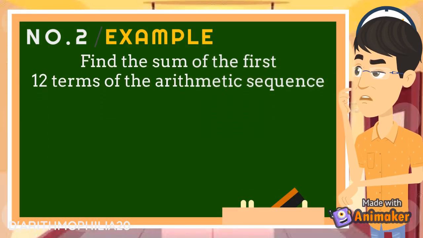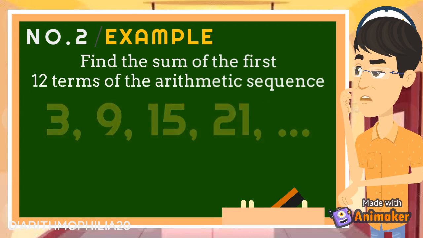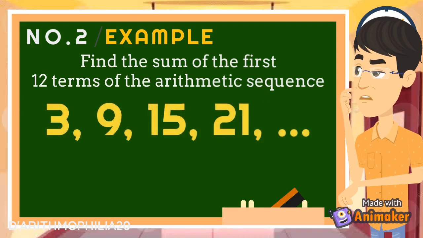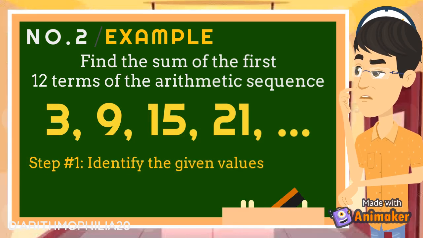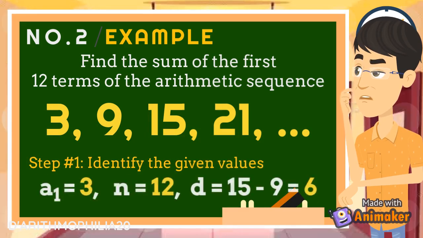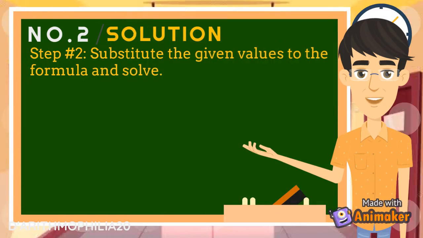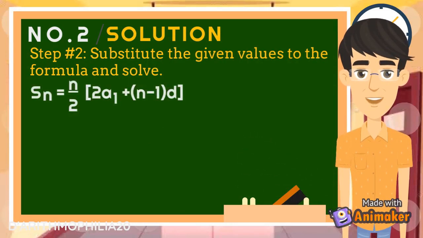Find the sum of the first 12 terms of the arithmetic sequence 3, 9, 15, 21. In order to solve the problem, let us first identify all the given values. We have a sub 1 equals 3, n equals 12, and the common difference which is 6. This time, for us to solve this problem, we'll be using the other formula in determining the sum of an arithmetic sequence. That is, S sub n equals n over 2 times the quantity of 2 a sub 1 plus the quantity n minus 1 times d.